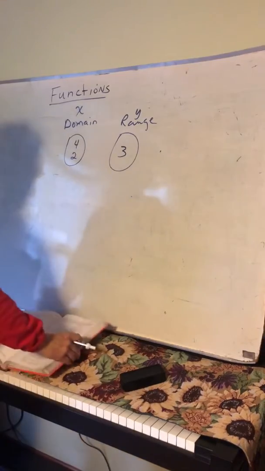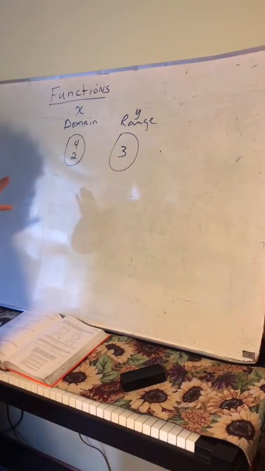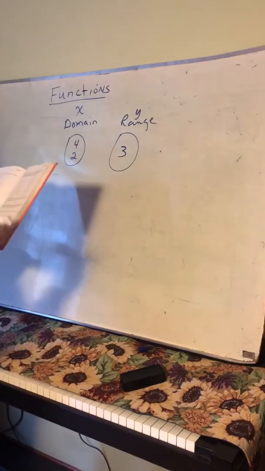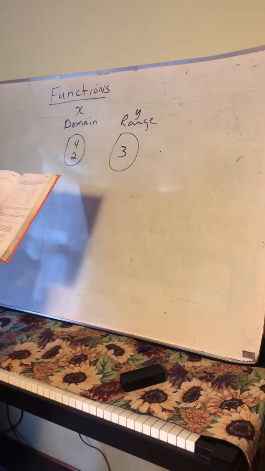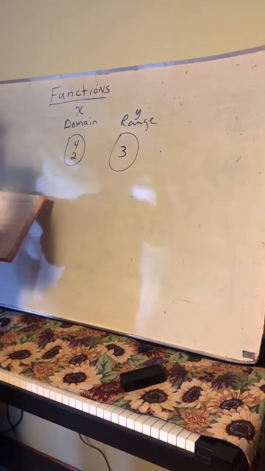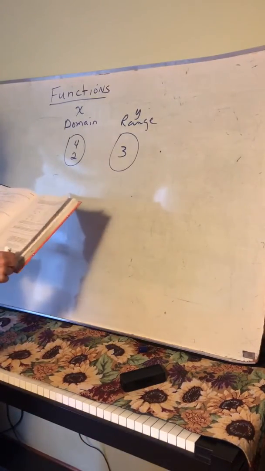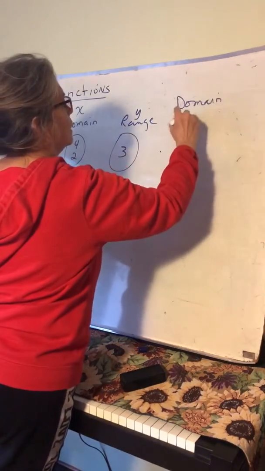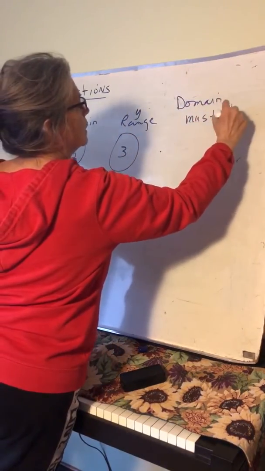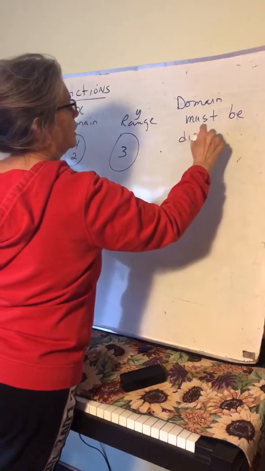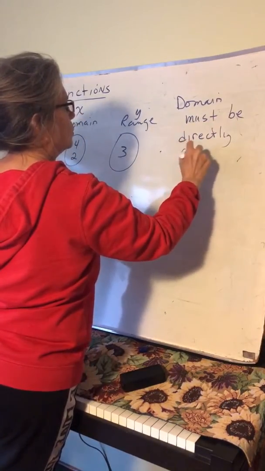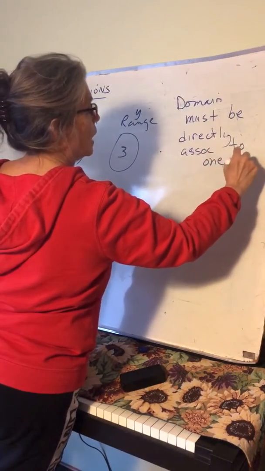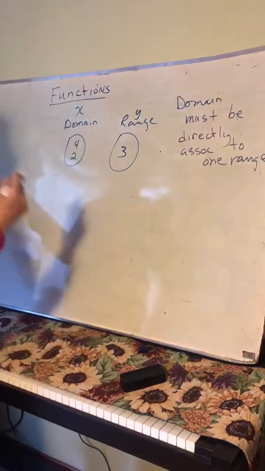Okay, so when we have a domain or an x value, it must be directly associated to one range. Okay? So your domain must be directly associated to one range. So let's look at this one.